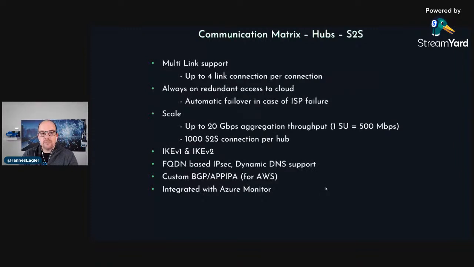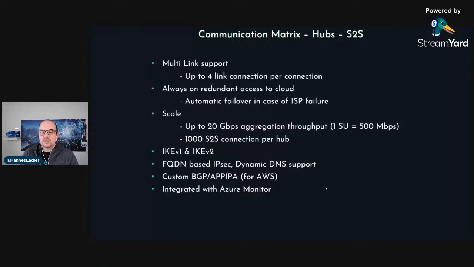When we go to the site-to-site VPN, we have multi-link support. So we can have up to 4 link connections per connection. It's always redundant. So you have 2 nodes. I always recommend using both connections. And if it's possible, if you have 2 ISPs, always use different ISPs for a connection. So normally VirtualWan is redundant. If one node is going down, there's an automatic failover to the second node. It could take up to 5 minutes, but it's better when you have 2 connections, and in this case you have to use BGP. You can scale up to 20 gigabits.